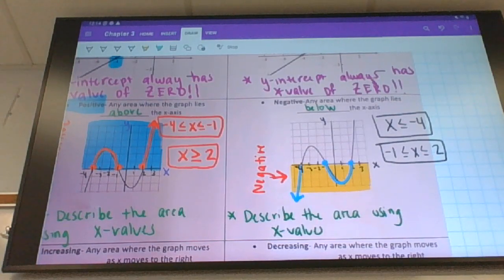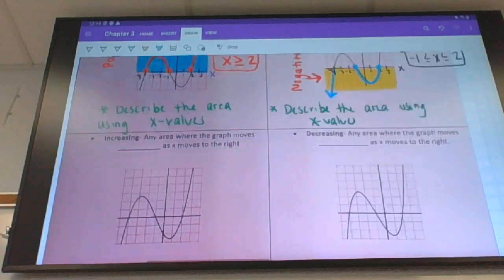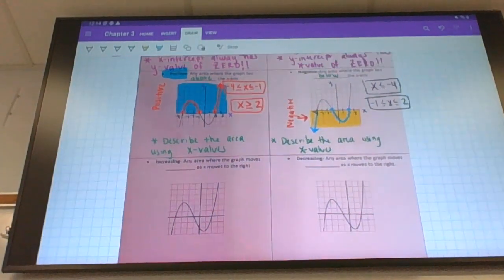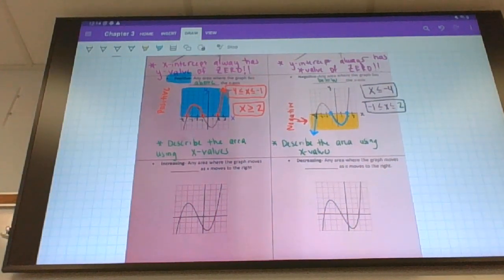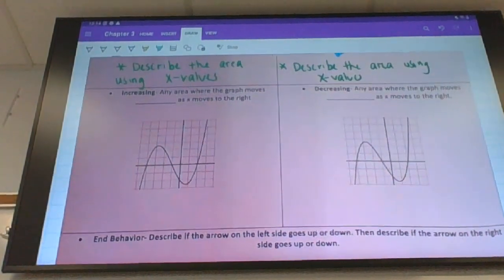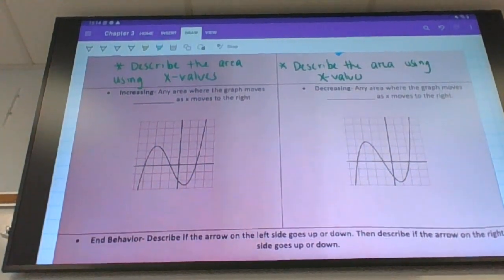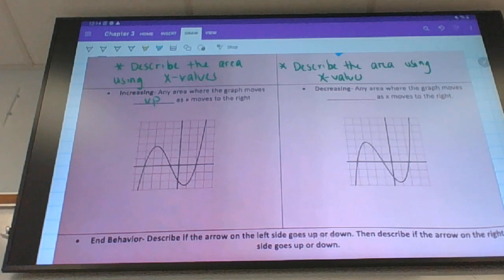All right, our last description is increasing and decreasing. I know from last year it's very difficult to figure out the difference between positive and negative and increasing and decreasing. We're just thinking it's the same thing. It's actually quite different. Increasing is any area where the graph moves up as x moves to the right. So the key here is that you read left to right.